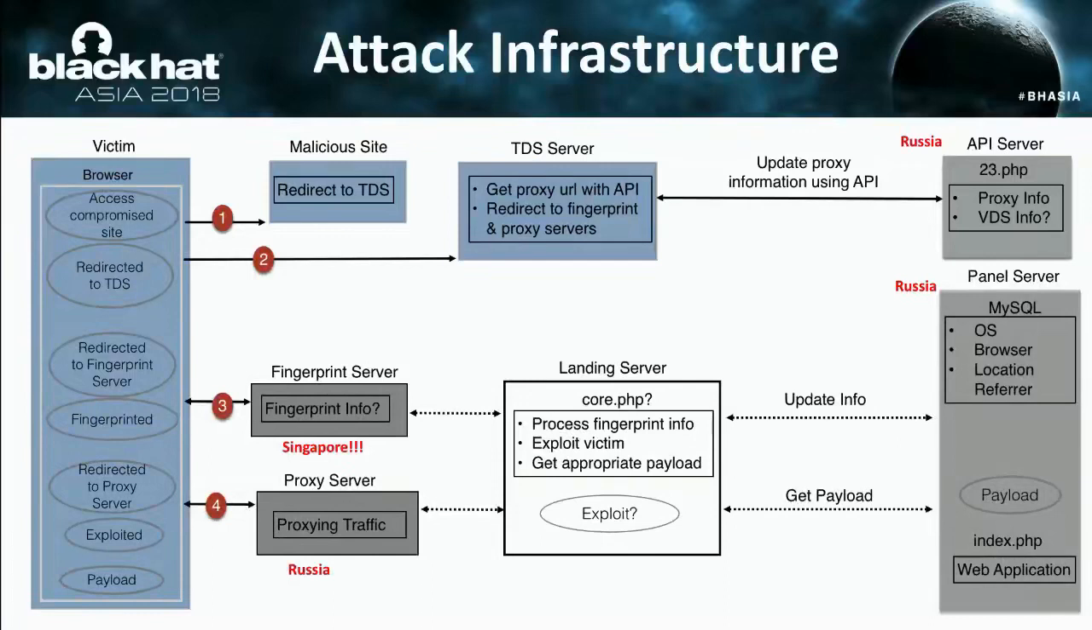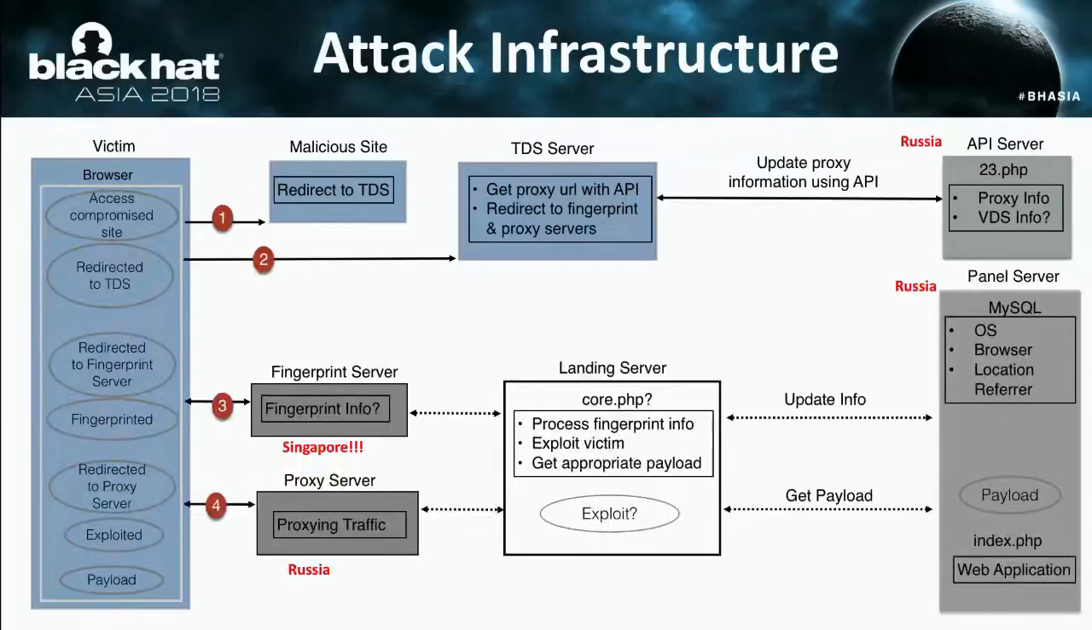So according to the fingerprinted victim information, the victim will be exploited, and this information will be updated to the panel server. And finally, the appropriate payload for the victim is downloaded from the panel server, and the victim is infected with malware. So this is how the RIG4 Exploit's attack infrastructure works.